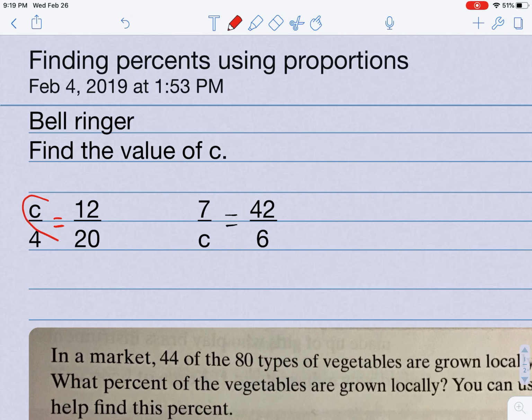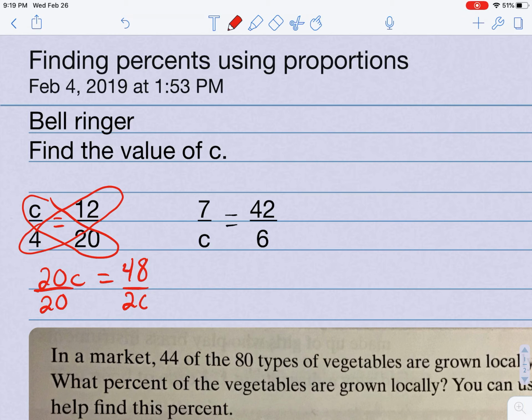So, for example, C over 4 is equal to 12 over 20. Take the cross product, so 20 times C is equal to 48. And then to solve, we divide by our coefficient, or the number in front of the variable, to solve for our variable. This will leave us with C is equal to 2.4.